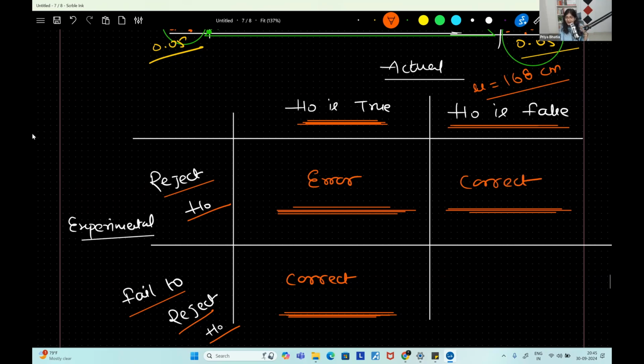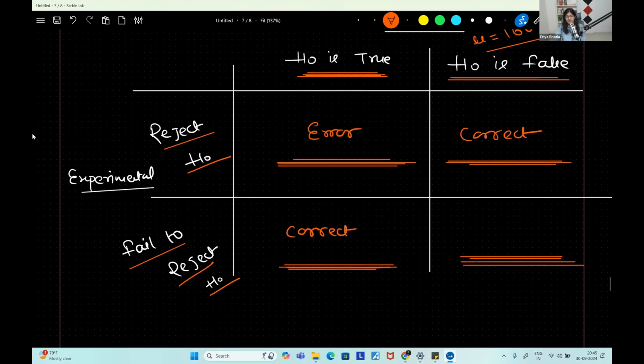Assume your actual null hypothesis is wrong, mu is not equal to 168, and your model fails to reject the null hypothesis. Your experiment conclusion is that you fail to reject it. Is this correct or error? This is an error. These are the four boxes which I have filled now. Why I have mentioned correct and why error in every box, relate with the previous examples.